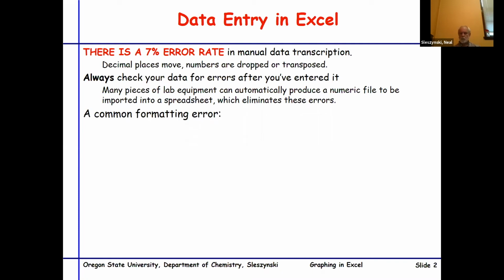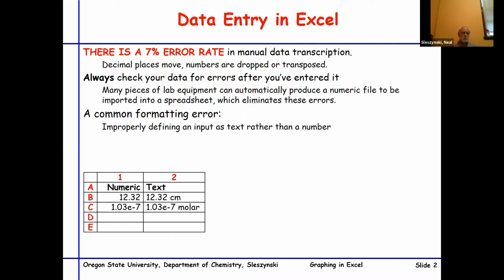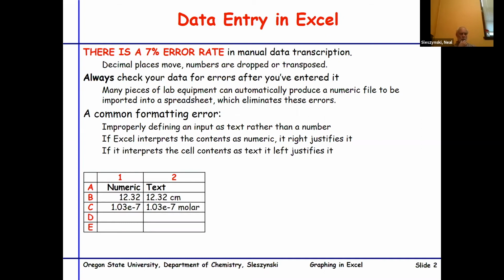One of the common errors is actually a formatting error: improperly defining an input as text rather than as a number. If we take a look at the two columns of data in the table below, we will see that the first column is labeled as numeric and the second column is labeled as text. If Excel interprets the contents of a cell as numeric, it right justifies it as we have in column 1. If it interprets the cell contents as text, it left justifies it as we see it in column 2.